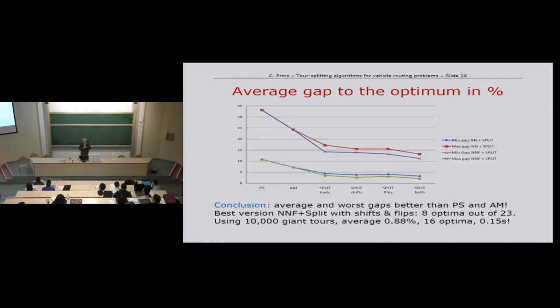These are just heuristics, and we try to generate with the same heuristic, to push instead of 20 giant tours to generate 10,000 giant tours, and we have an average optimality gap of less than 1%, and we find 16 optima out of 23. And the running time, even for 10,000 giant tours, is only 0.15 seconds. So you see, it's extremely simple, but it works.